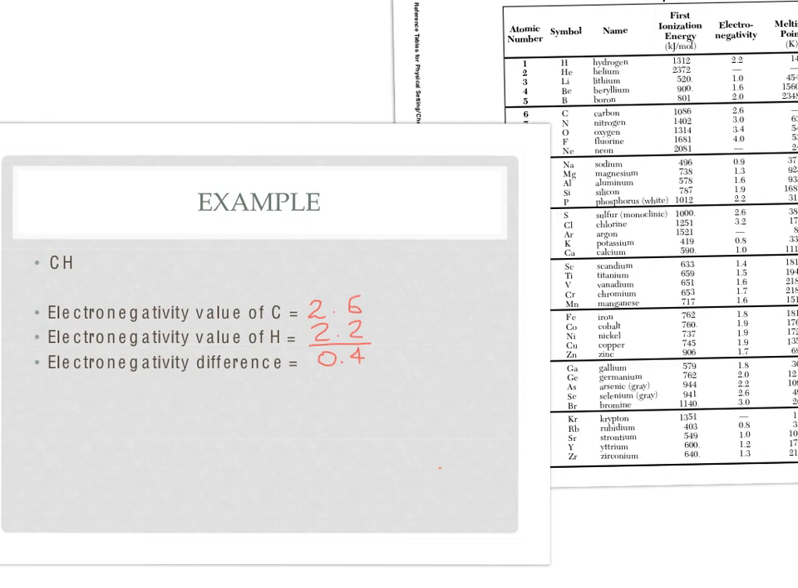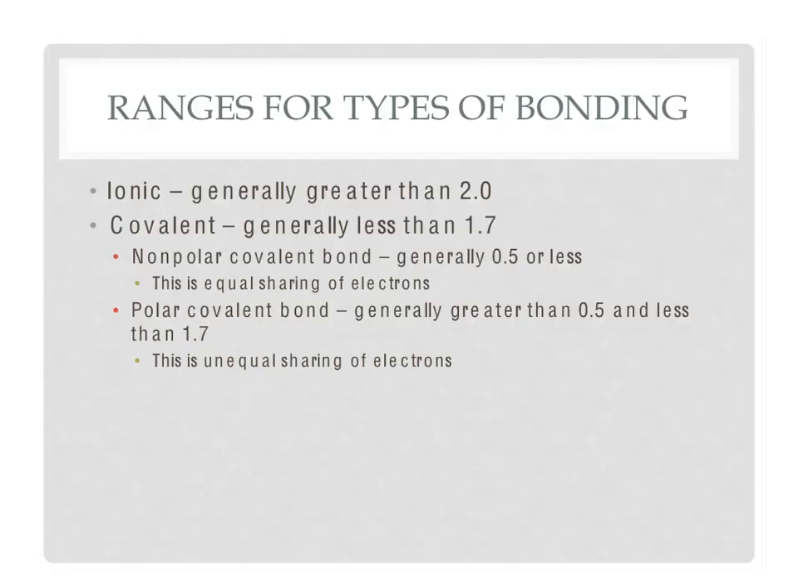So again, to reiterate, you take the electronegativity value of one element and you subtract it from the electronegativity value of the second element to get the electronegativity difference. So now, depending upon the range, we can identify what type of bonding we have.